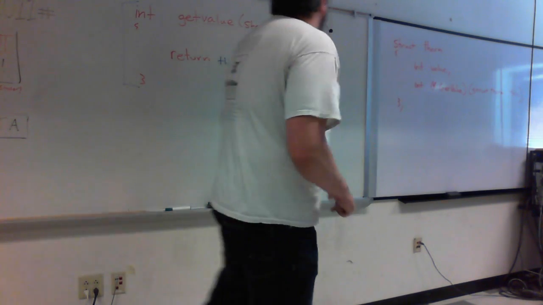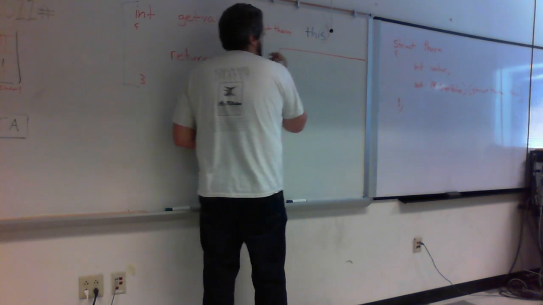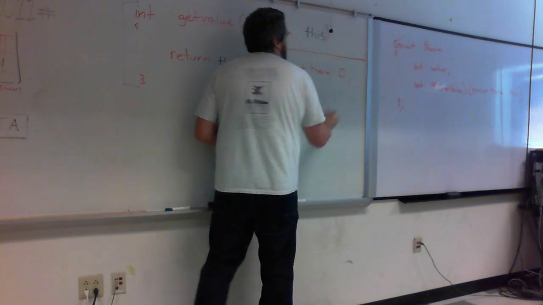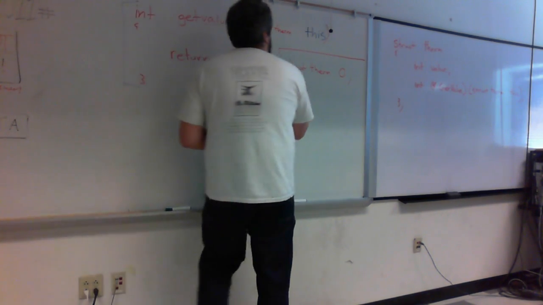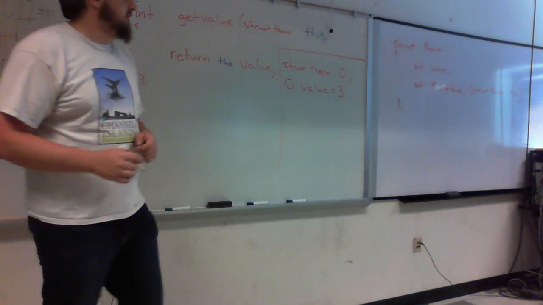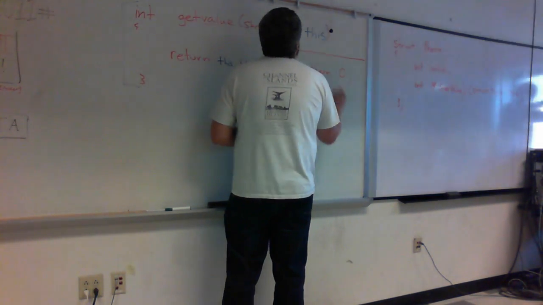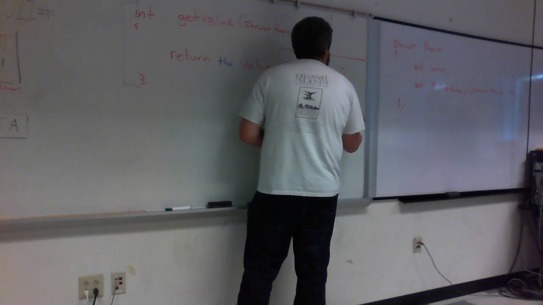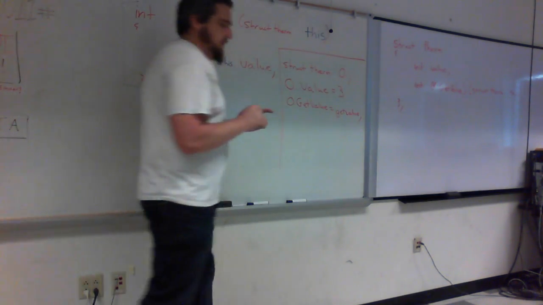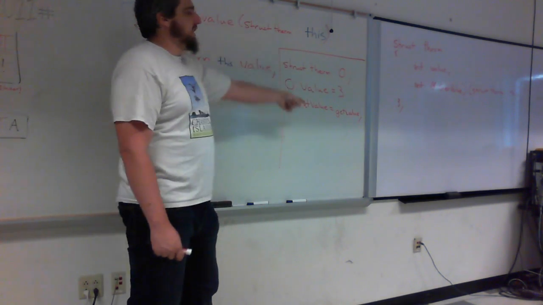They're different things. So when I construct my object, let me go ahead and construct it here for you guys. It looks something like this. I say struct therm O. O is my object that I'm creating. I can say O.value equals 3, like so. And then I can say O.getValue equals getValue. Now this object O has a value 3 and a function called getValue.